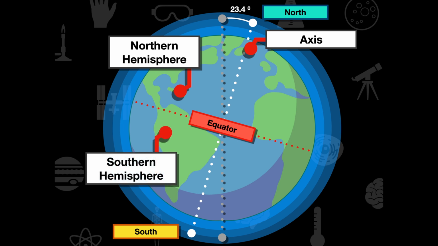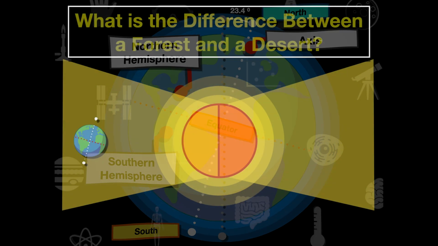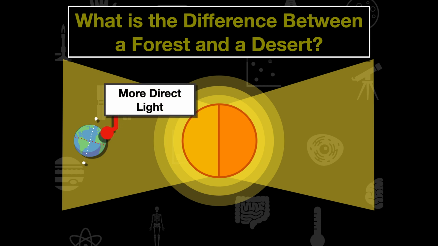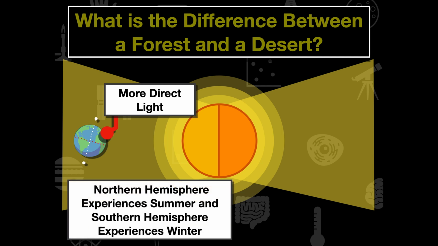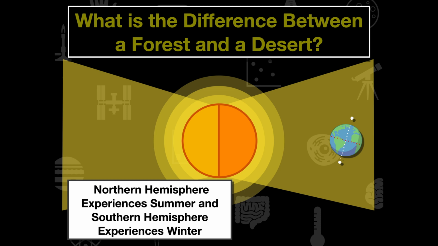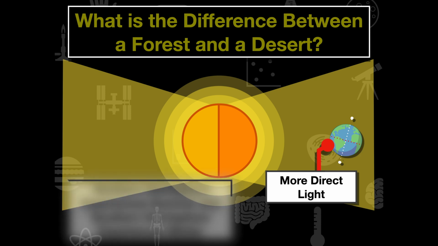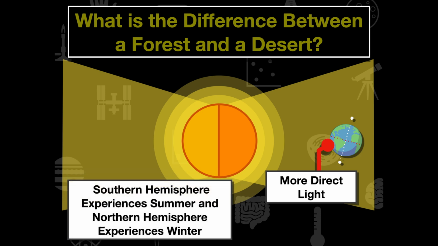We can distinguish these hemispheres by looking at the relationship between the axis and the equator. Now, in this image, when the Earth is on the left-hand side of the sun, we see more direct sunlight hit the northern hemisphere and less direct sunlight hit the southern hemisphere. So in this case, the northern hemisphere experiences summer and the southern hemisphere experiences winter. Now, as the Earth orbits and goes over to the right-hand side of the sun, the southern hemisphere experiences more direct sunlight, and as a result, the southern hemisphere experiences summer and the northern hemisphere experiences winter.